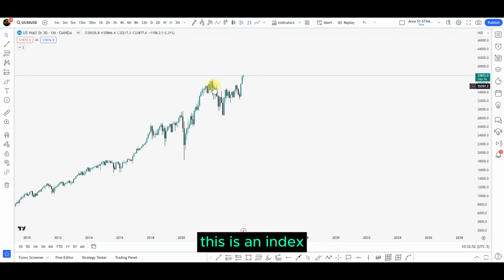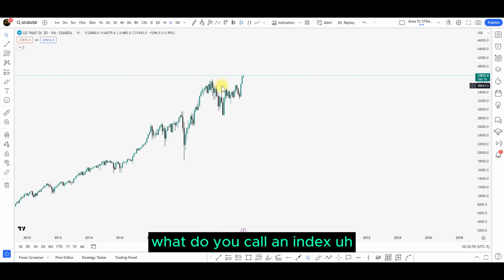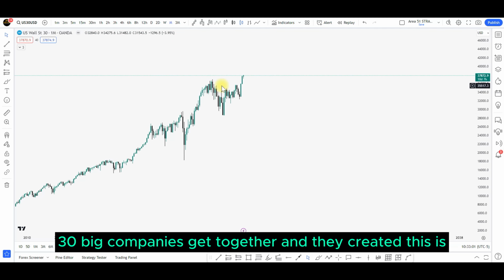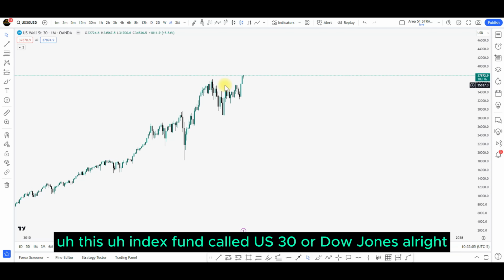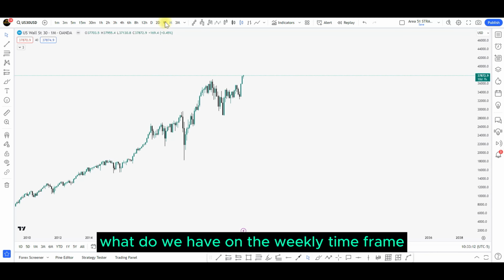This is an index. This is not a currency. It's just, what do you call it, an index? 30 big companies get together and they created this index fund called US30 or Dow Jones. All right, what do we have on the weekly time frame?